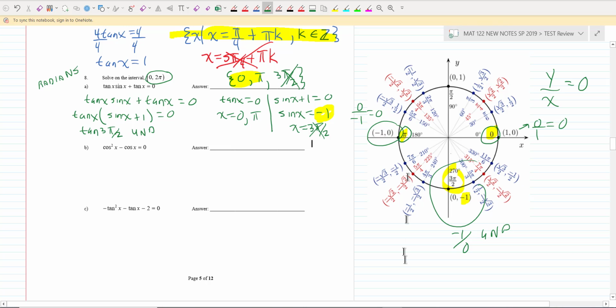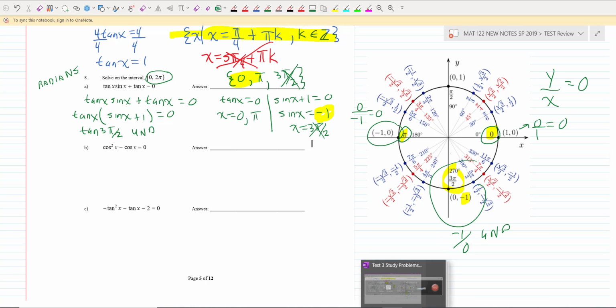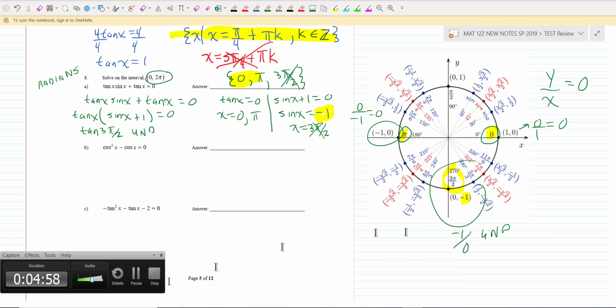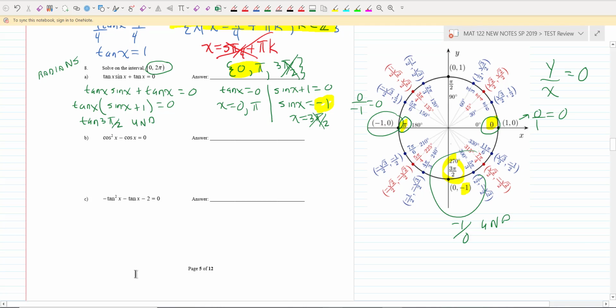So that's called an extraneous solution. So sometimes you have to be really cautious about things like that. Okay? Okay, so the next one we can factor as well.